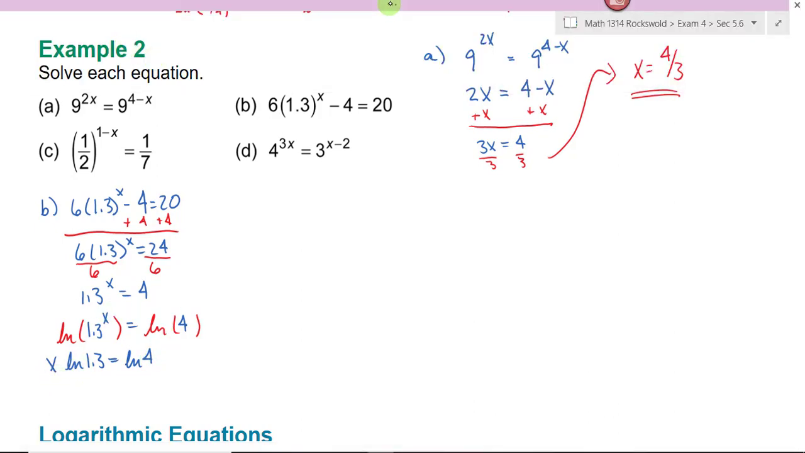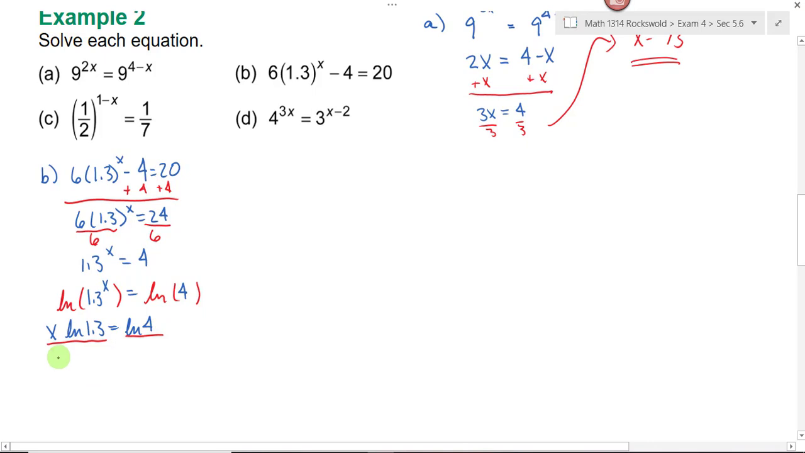What do I need to do? Divide it off of both sides. I divide both sides by the natural log of 1.3. So my exact answer will be x equals the natural log of 4 divided by the natural log of 1.3. And I'm going to be happy with the exact answer for now. I've shown you how to use the calculator already.